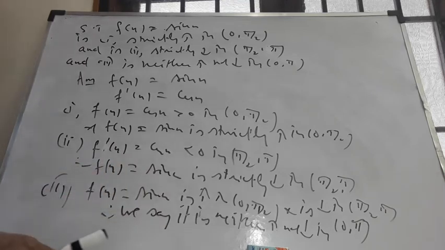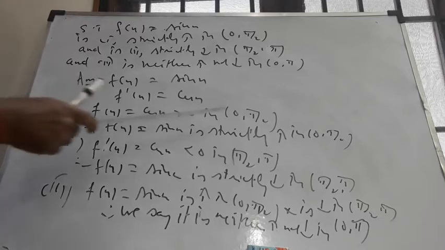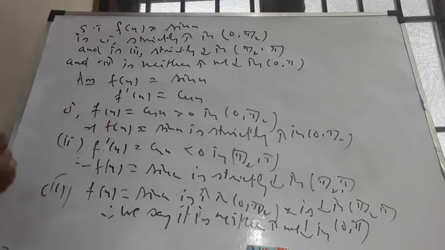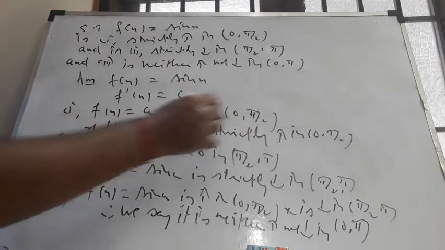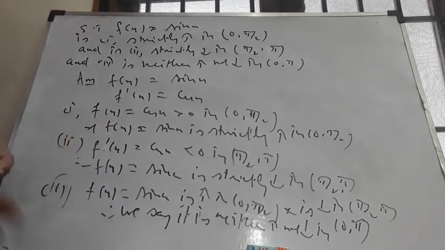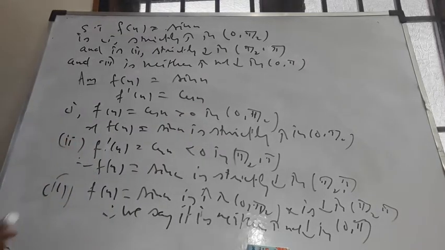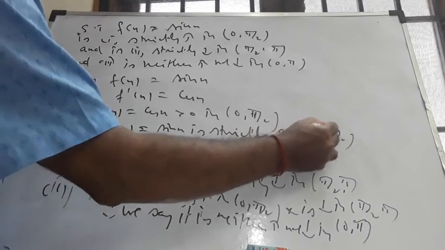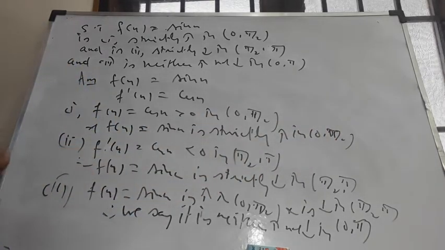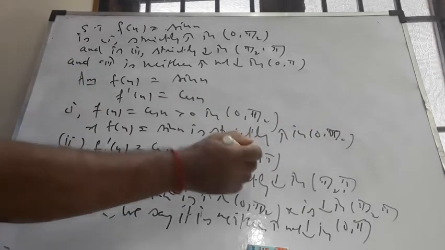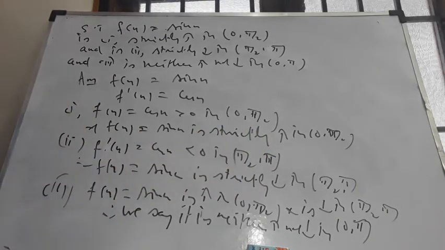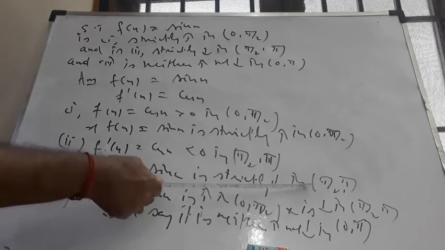Let me repeat. f of x is sin x, f dash of x is cos x. Cos x is positive in the first quadrant, that is 0 to pi by 2. Therefore, the function is strictly increasing in 0 comma pi by 2. Then cos x is negative in pi by 2 comma pi, the second quadrant. Therefore, the function sin x is strictly decreasing here.